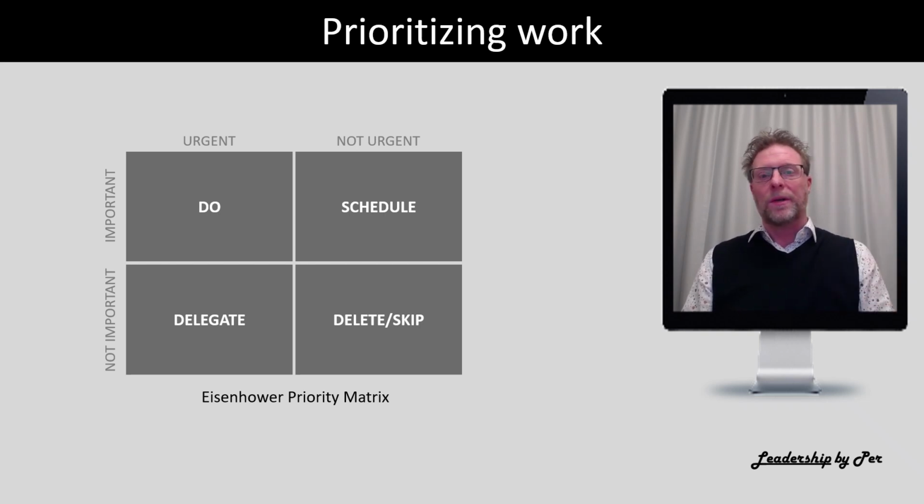The second quadrant is important but not urgent. This is where the most work often happens. Things like planning, learning, or preparing for a meeting. These are things I schedule in upcoming or future focus times before they become urgent.